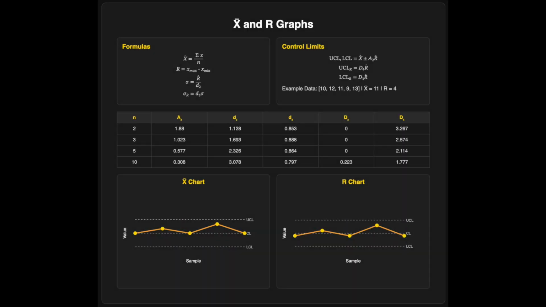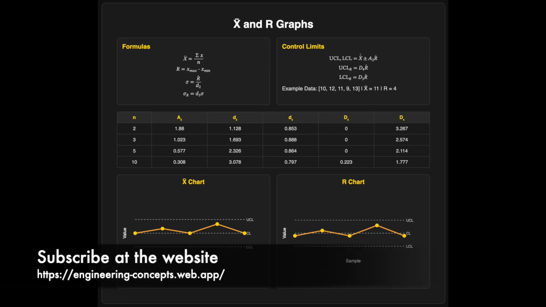For subgroups of 10 or fewer, we use X-bar and R-charts. The X-bar chart tracks the process average, while the R-chart, or range chart, monitors within subgroup variability. The equations for the upper and lower control limits use constants like A2, D2, and D4. These constants are derived from the distribution of sample ranges relative to the population's standard deviation, originally developed through statistical simulations to provide a reliable 3 sigma estimate.